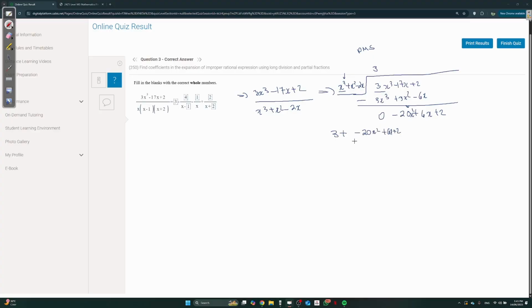But since it's your remainder, you have to put it over your original fraction, okay? 3x cubed minus 17x. Sorry, no, not the original fraction. Over this here.